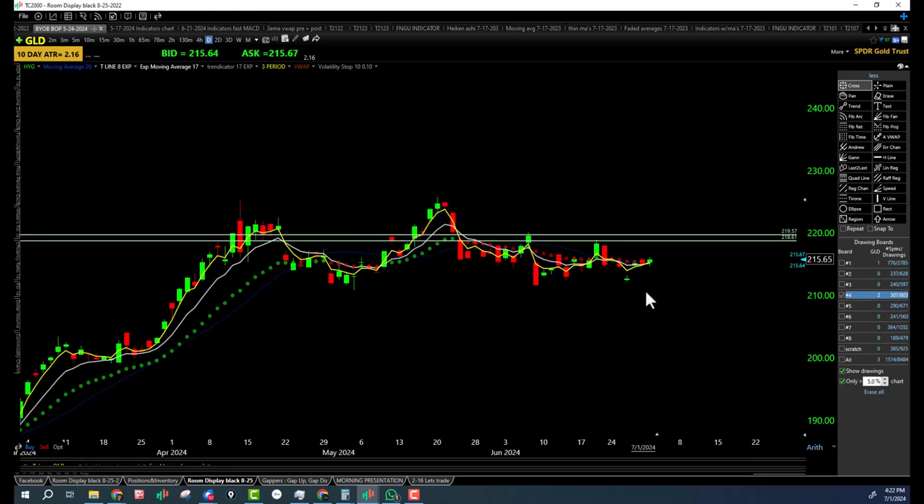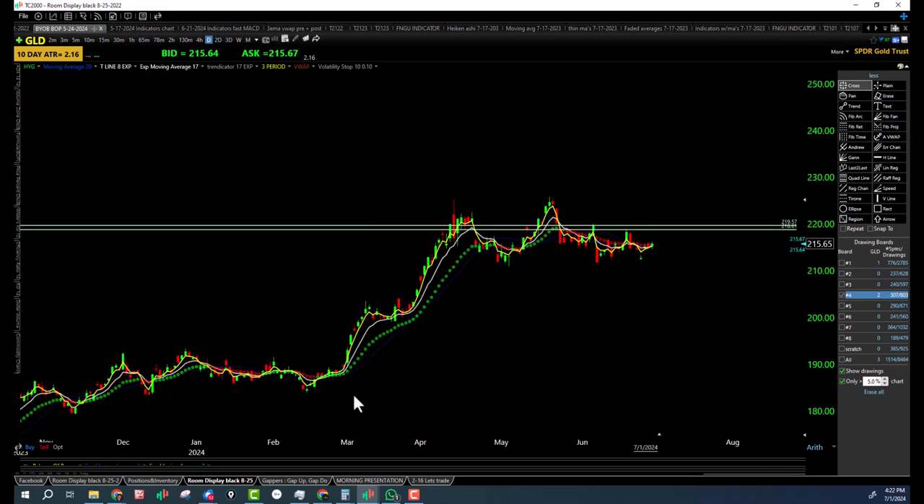Actually looking more like a head and shoulders setting up. That is a nice bull flag. Not the prettiest of bull flags, but that is a nice bull flag right there.